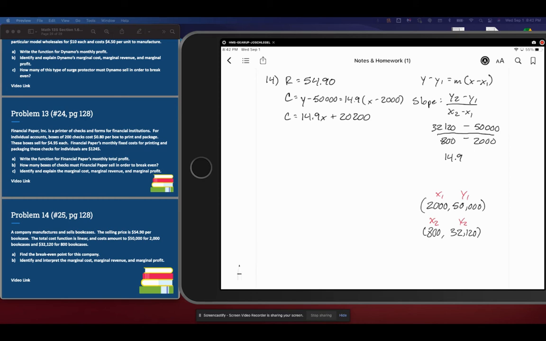And so with that, what we need to do now, since we don't need a profit function for this problem, we are going to set revenue equal to cost. And so revenue is equal to cost. That will tell us when we break even. We get 54.90x, oops, and I forgot the x on there. 54.90x is equal to 14.9x plus 20,200.